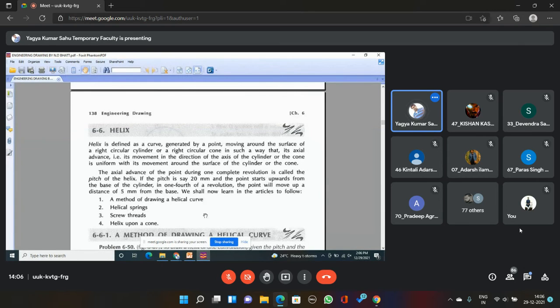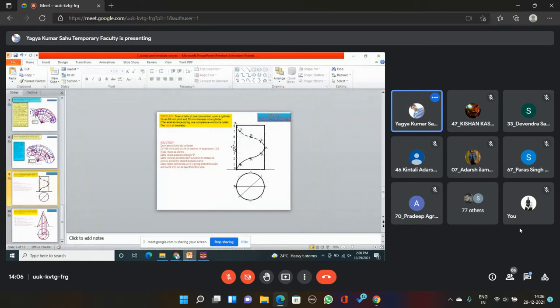Are you getting this one? Anyone? Axial movement, is it clear? In the direction of the axis. Suppose a cylinder is placed in a vertical position. I am showing you.